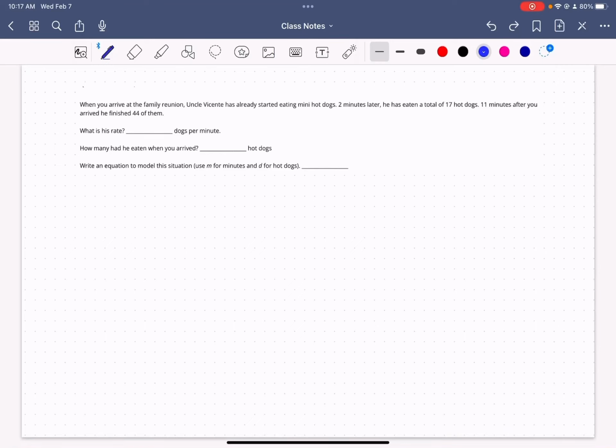When you arrive at the family reunion, Uncle Vincent has already started eating many hot dogs. 2 minutes later, he has eaten a total of 17 hot dogs. 11 minutes after you arrived, he finished 44 of them. What is his rate in dogs per minute? How many had he eaten when you arrived? Hot dogs. Write an equation to model the situation. Use M for minutes and D for dogs.